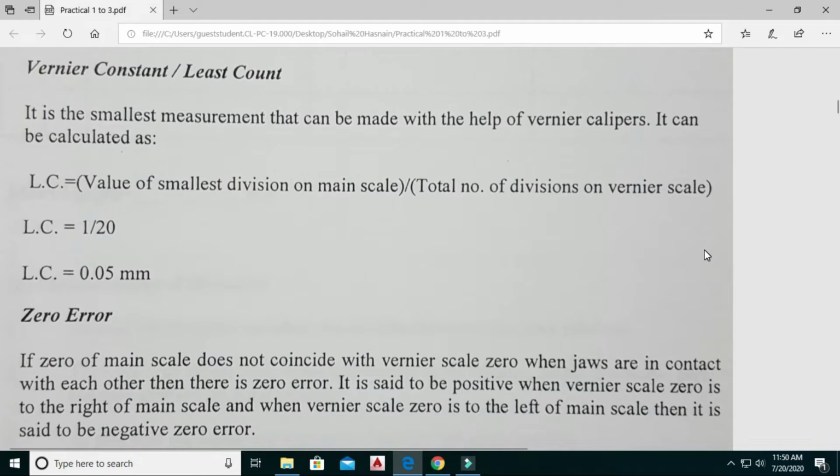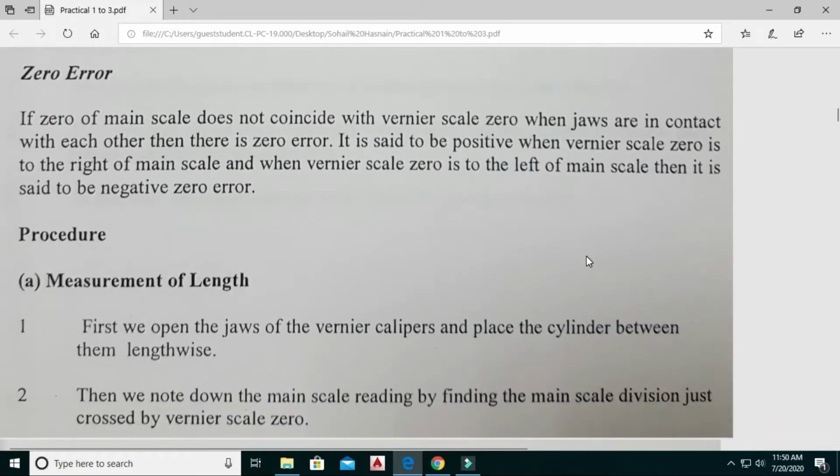Vernier constant and least count. It is the smallest measurement that can be made with the help of the Vernier caliper. It is defined by the formula: least count equals the value of the smallest division on the main scale divided by the total number of divisions on the vernier scale. The smallest division on the main scale is 1 millimeter, and the total number of divisions on the vernier scale is 20. That gives 0.05 millimeter, the least count of our Vernier caliper.